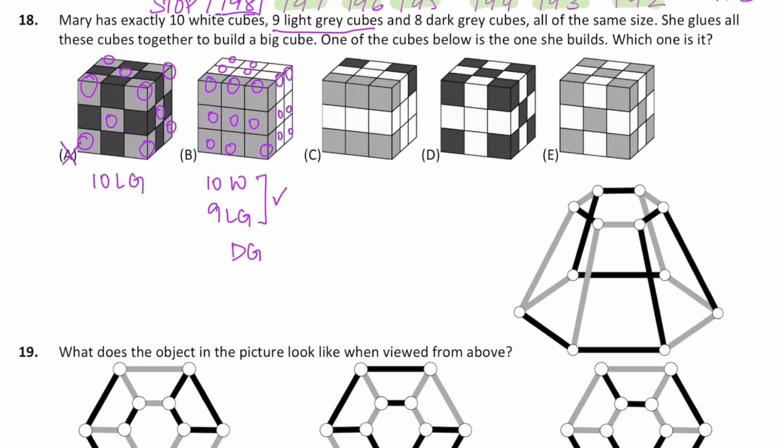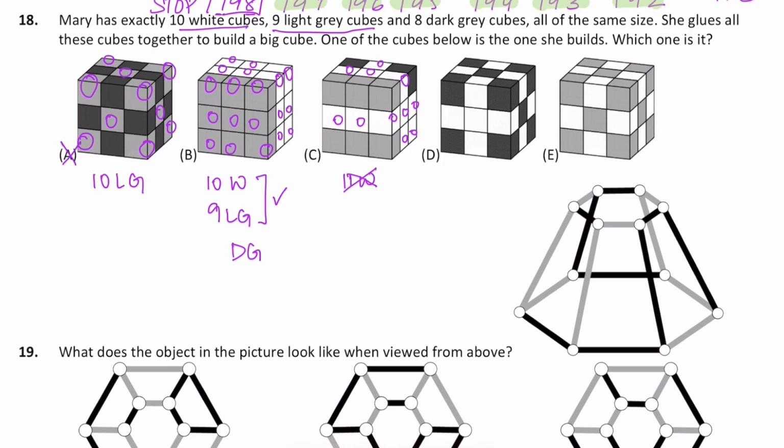C has more white cubes that are visible. So 1, 2, 3, 4, 5, 6, 7, 8, 9, 10, 11 white cubes. That's not correct. We only have 10.